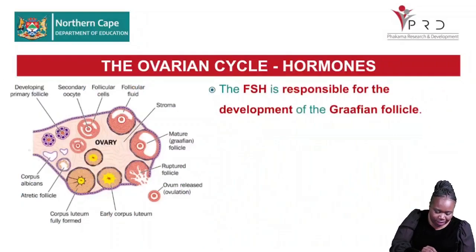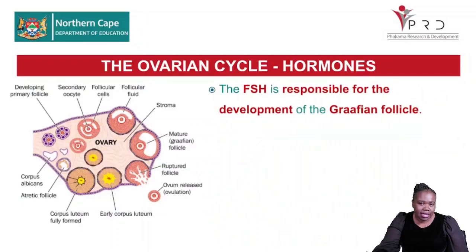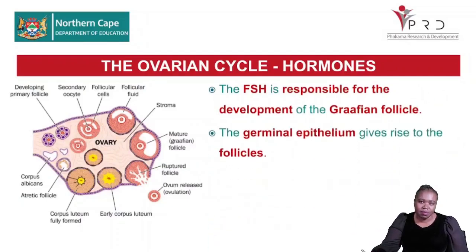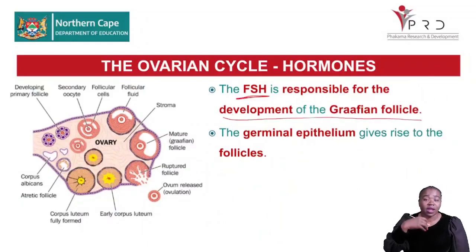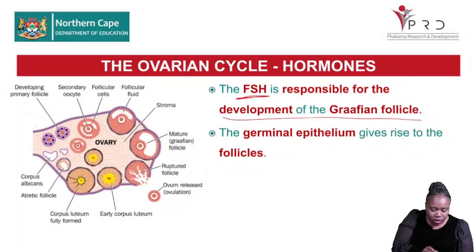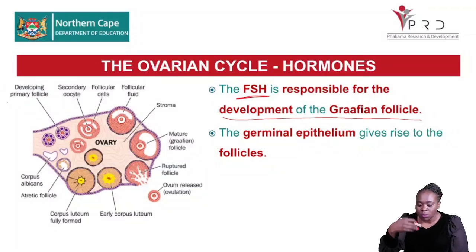We are going to look at what happens as the follicle develops until it is released so that it can be fertilized by the sperm cell. Remember, this ovum needs to go into the fallopian tube where it will meet the sperm cell. So we're going to look at the steps that happen until that takes place. Now, this FSH is responsible for the development of the Graafian follicle. So this follicle starts as a primary follicle, and then as it develops with the release of the FSH, it's going to develop into a Graafian follicle.